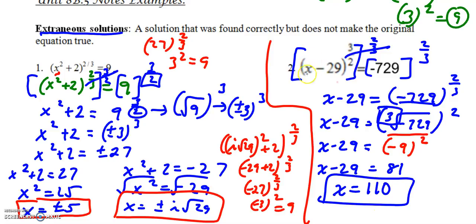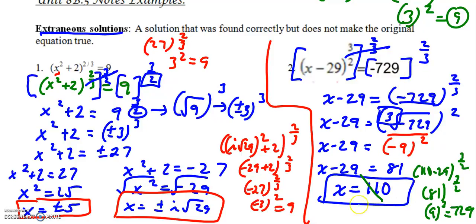Now check your work. Because if I take 110 and I plug it back into the original, I get 110 minus 29 raised to the 3/2. This subtraction is 81 to the 3/2. And because it's an expression, if I take the square root of 81, I get 9. And then 9 to the 3rd is positive 729, which is not the same thing as negative 729. So even though this went very smoothly, this ends up being an extraneous solution. So the answer is actually no solutions at all.